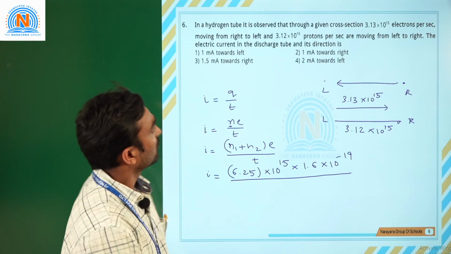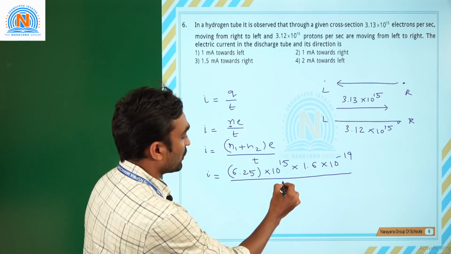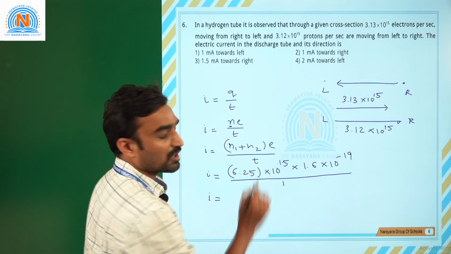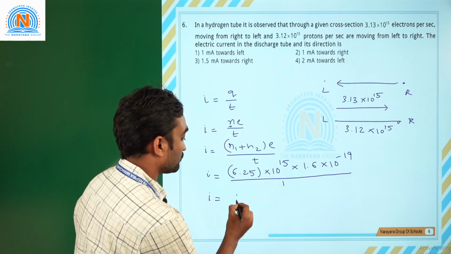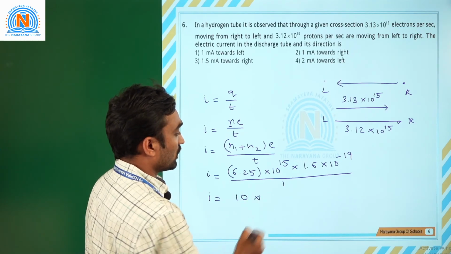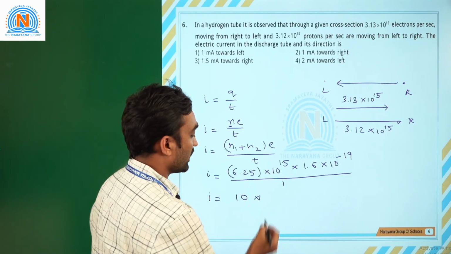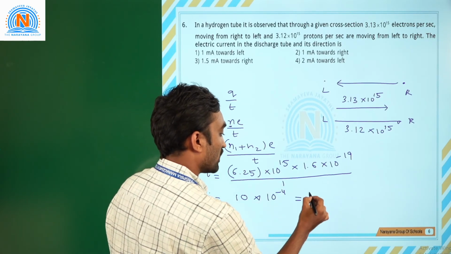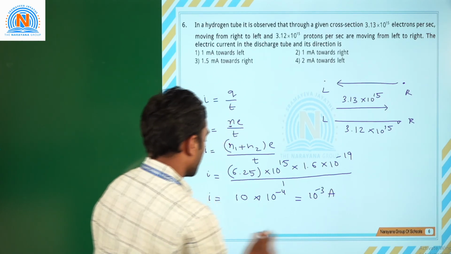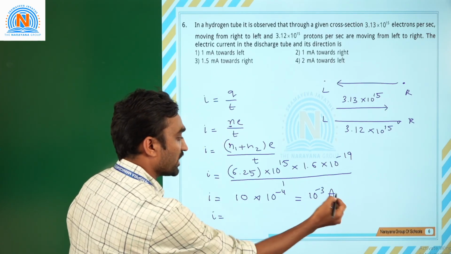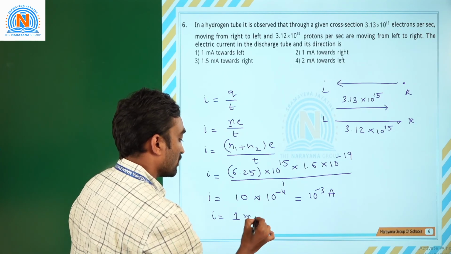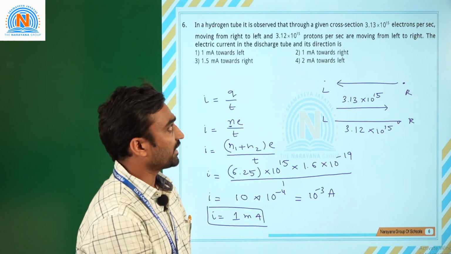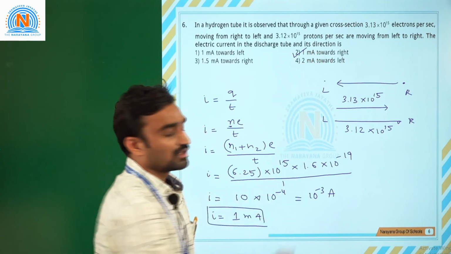What is the time here? 1 second. Therefore denominator we will get 1. So current equal to 6.25 into 1.6, we will get 10. 10 into 10 raised to 15, 10 raised to minus 19, we will get 10 raised to minus 4. This will give you 10 raised to minus 3 amps. So if you convert this, 10 raised to minus 3 amps is nothing but 1 milliamp. So this is the magnitude of current that is flowing towards right. So our answer is option 2.